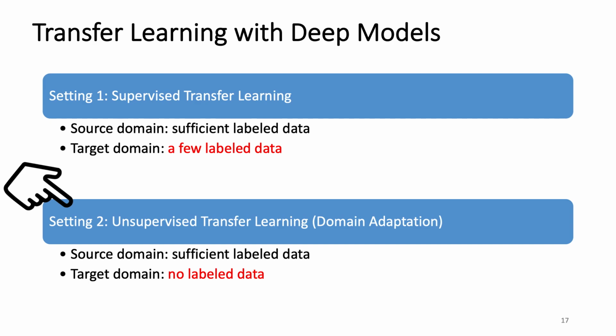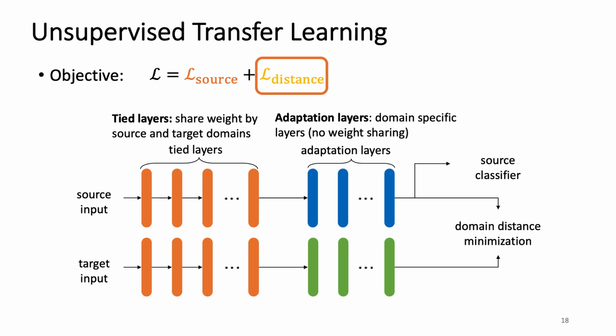So another type is unsupervised transfer learning, where the target domain has no label data at all. And the idea, since in the target domain we don't have any label data, is that we try to make the target data feature space have a mapping that's similar to the source data feature space. And in the implementation, we usually add a loss term on the distance between the source data samples and the target data samples in the feature space.